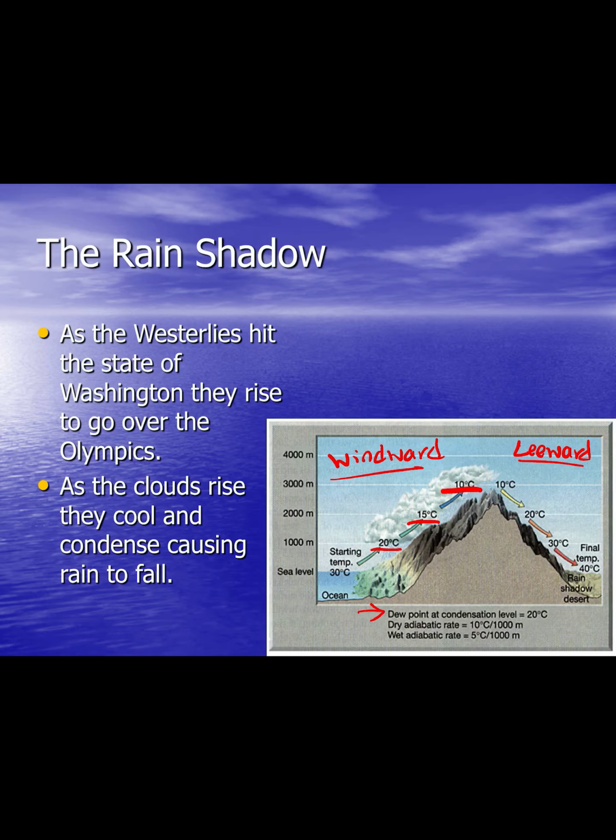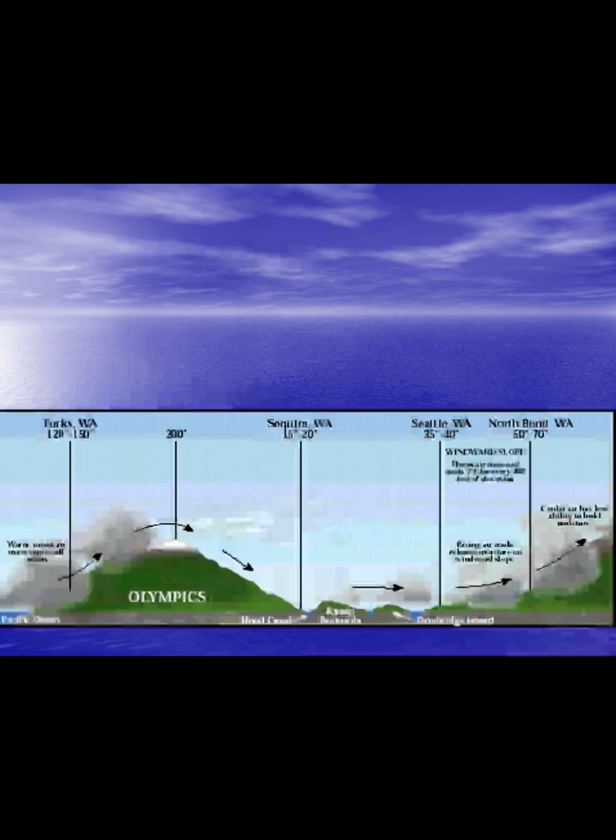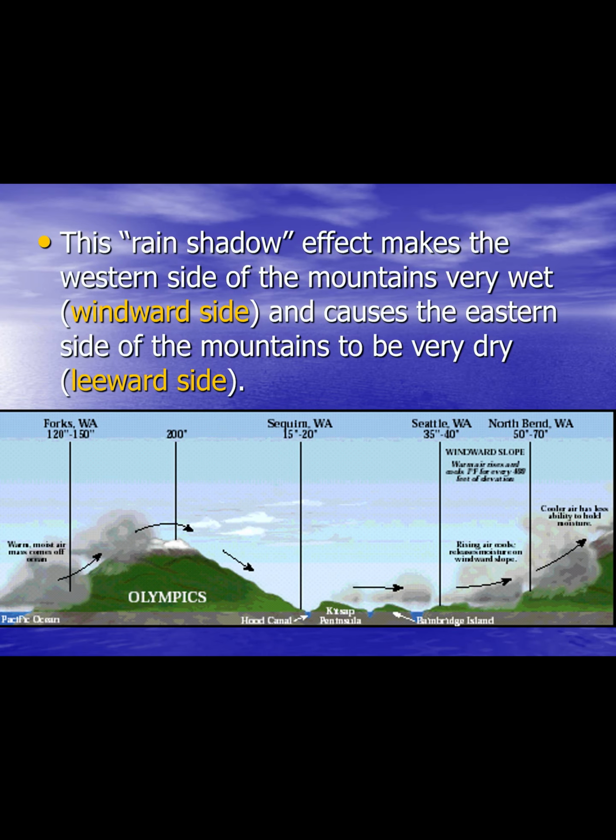Okay? This would be the rain shadow side. There is less moisture on the rain shadow or leeward side than on the windward side. That is what we're talking about when we talk about the rain shadow. So in our state, we have two rain shadows. Okay? We have rain shadow number 1, the Olympics, and rain shadow number 2, the Cascades.